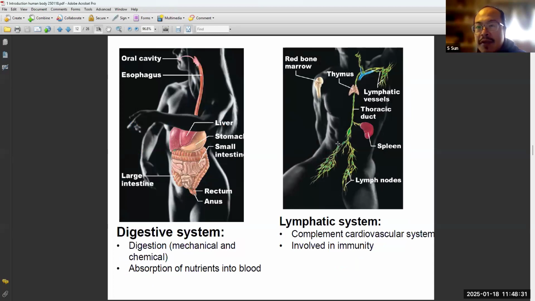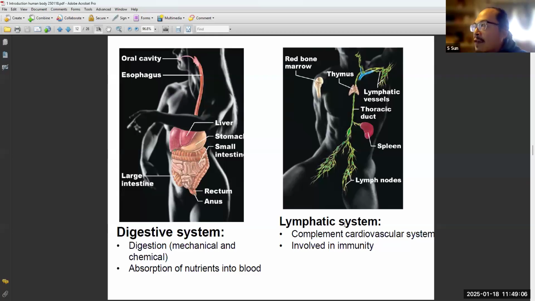For A&P, we have A&P 1 and A&P 2. A&P 1 will talk about half of those, the structure and function, and A&P 2 will talk about the other half. The digestive system: the function is to take in food, break it down, and absorb it. As you can see, it involves multiple organs. Collectively, they perform that function, so we call it an organ system, right? Not just one organ, it's multiple organs.